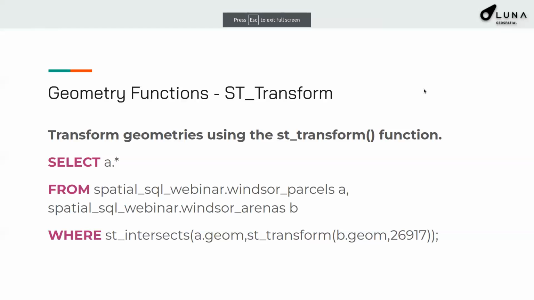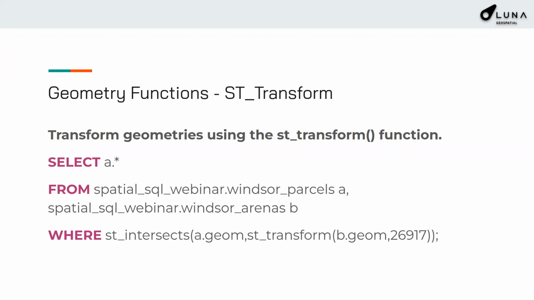So first thing we're going to do is talk about ST_Transform. Transform is just going to project your geometry to another coordinate reference system. In this case, I uploaded the arenas in WGS 84, so EPSG 4326. But we're working in 26917, so UTM zone 17 north. Problem.